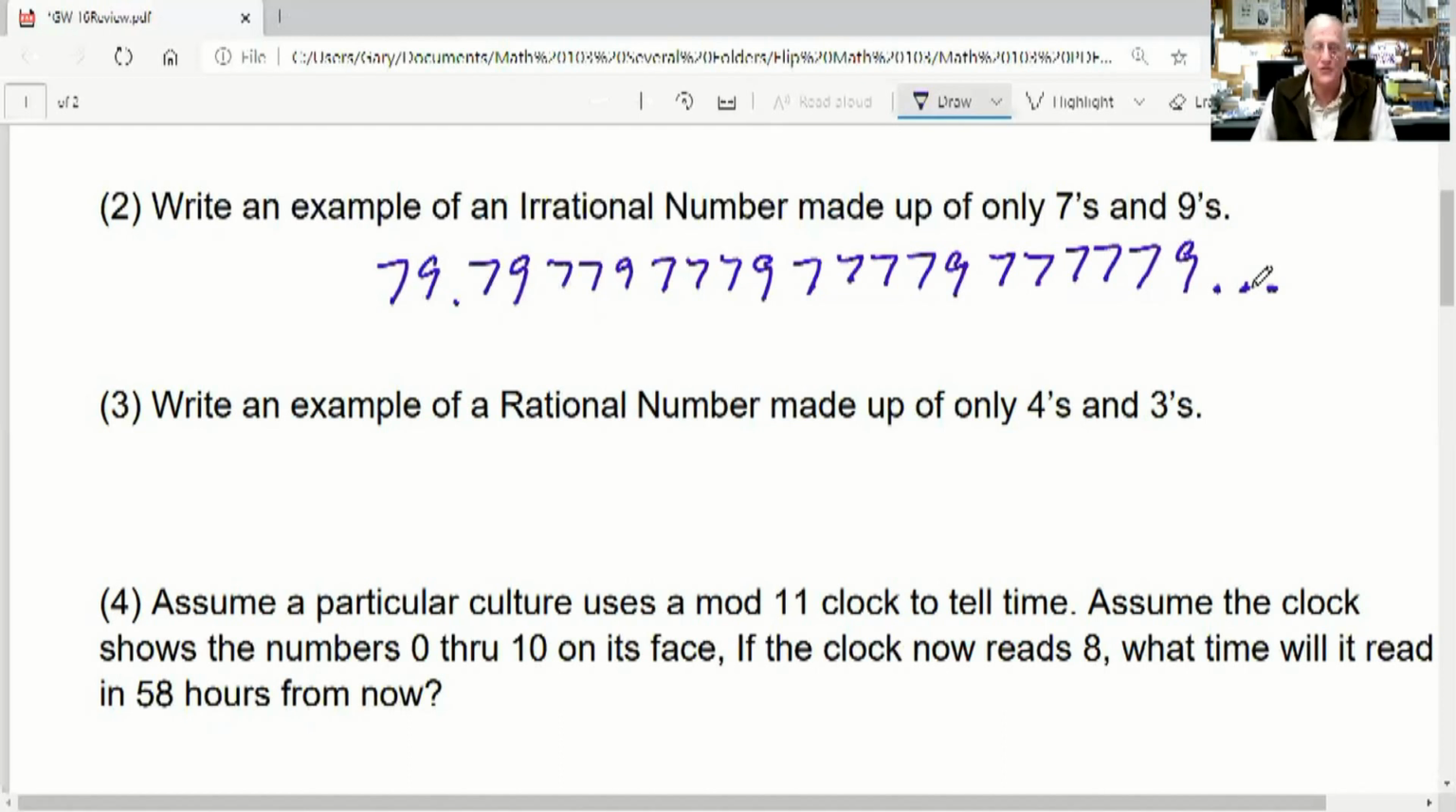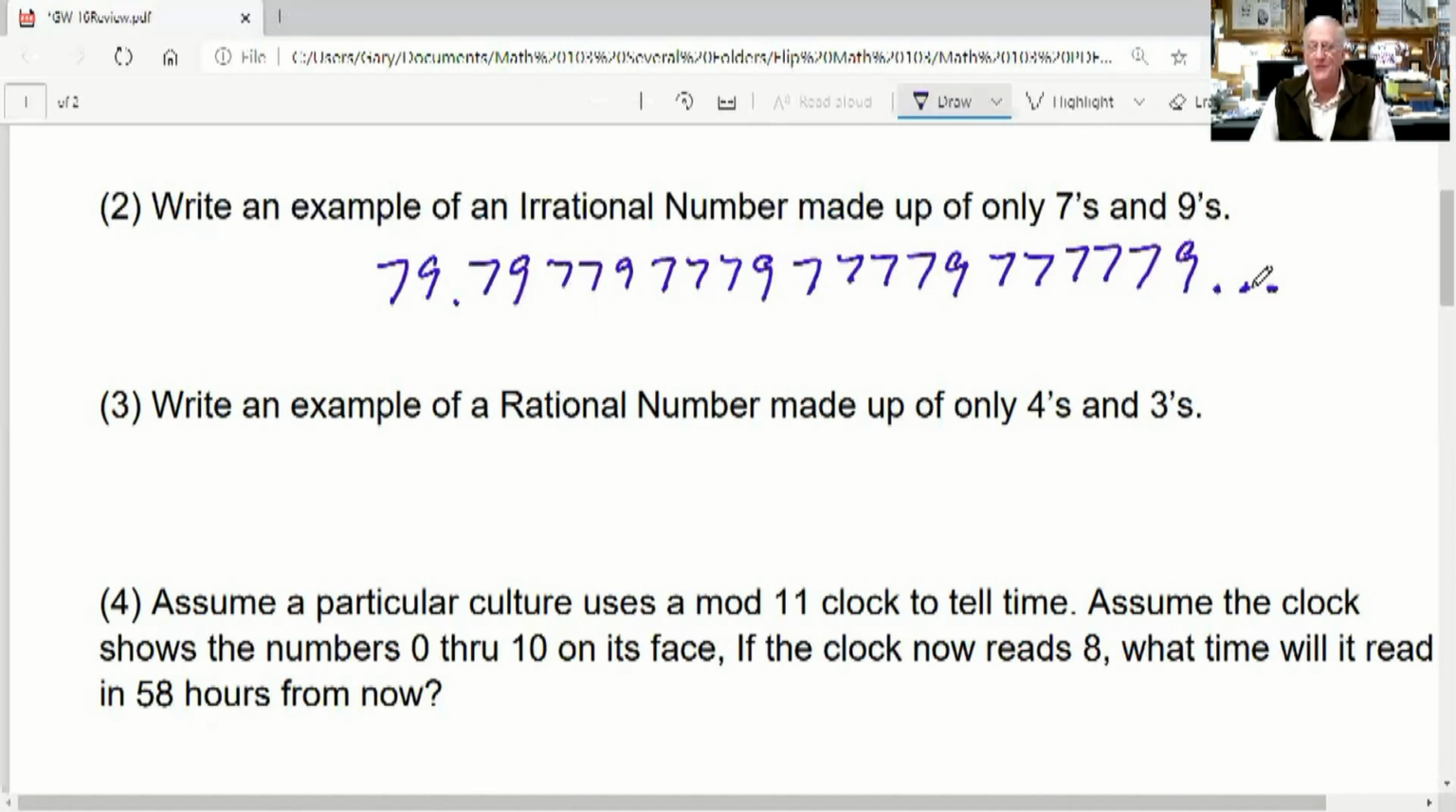Is this the only answer that would work? No, it is not. I just happened to pick using 7s and 9s. You could have used 79, and then you could have gone 97, 997, 9997. You can make up your own. When I grade this test, I have to look at your answers carefully to make sure you've answered the question correctly. Okay? So feel free to realize that this is not the only answer, there's going to be a lot of answers that are going to work.